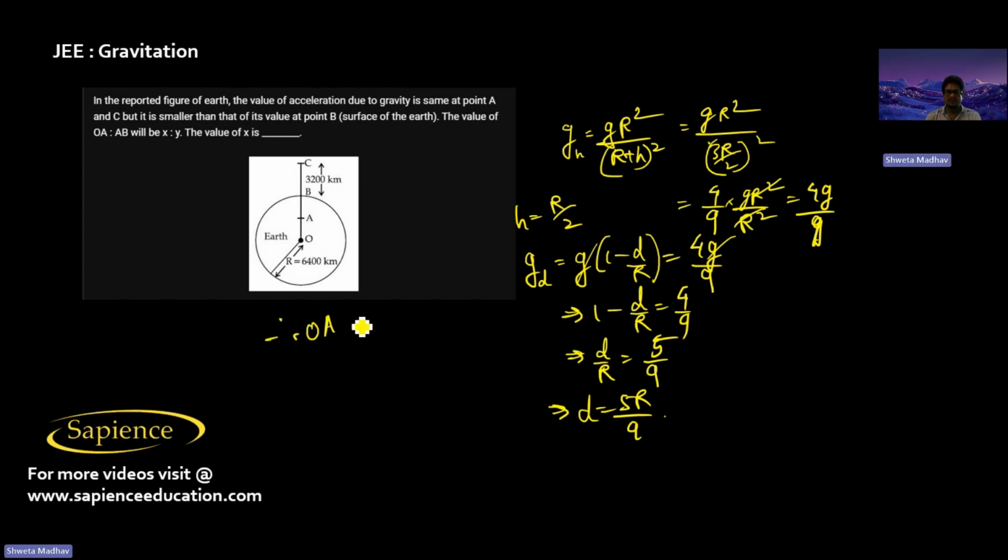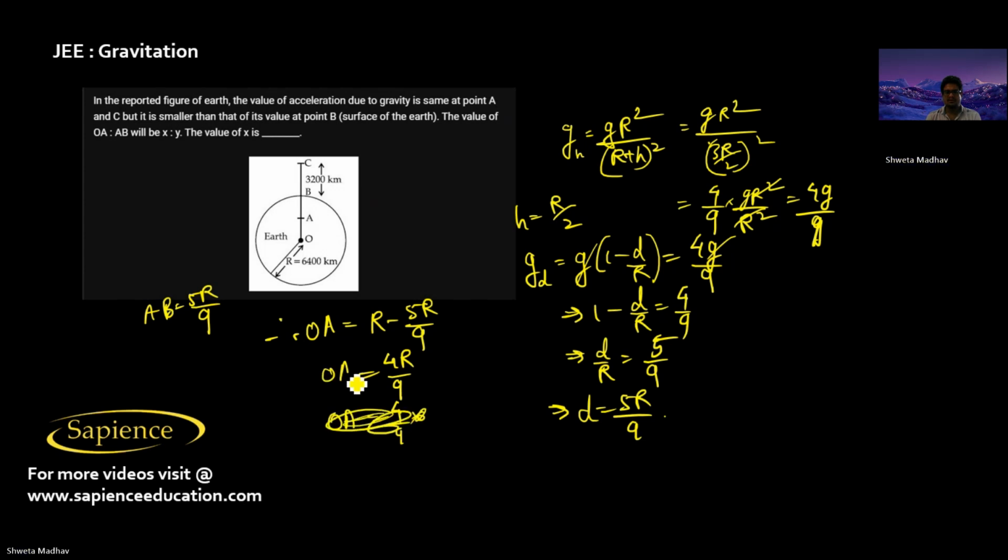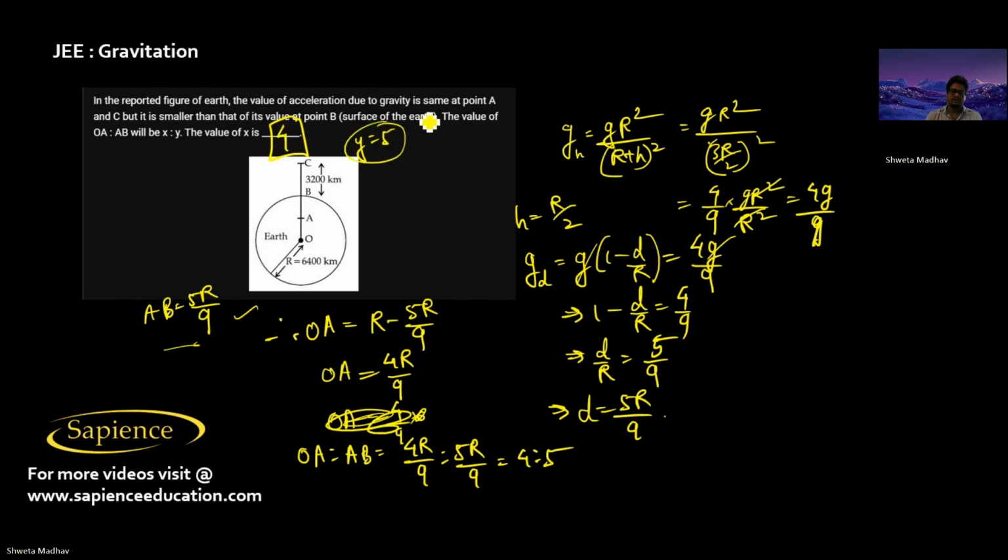So therefore, since AB length is 5R by 9, OA will be R minus 5R by 9, which is equal to 4R by 9. So OA is 4R by 9, and AB is 5R by 9. Therefore OA is to AB will be equal to 4R by 9 is to 5R by 9, that is equal to 4 is to 5. So therefore the value of x is 4, and y value will be 5. Y is not asked, only x is asked.